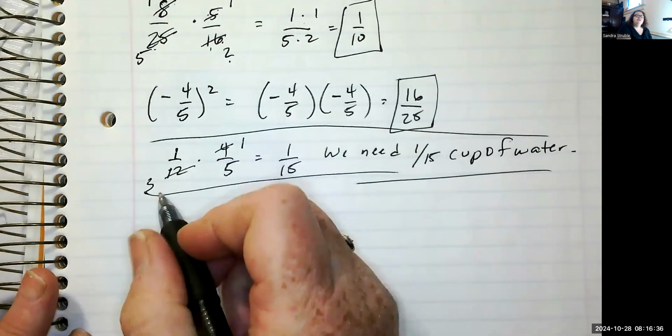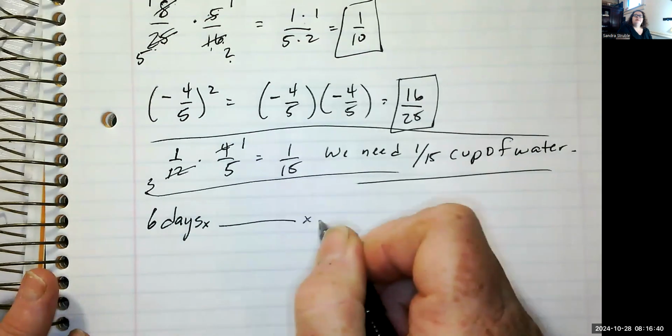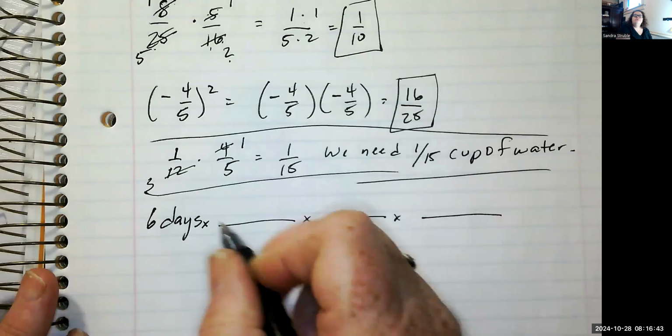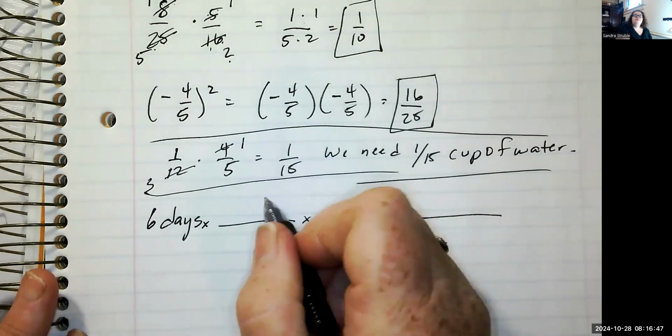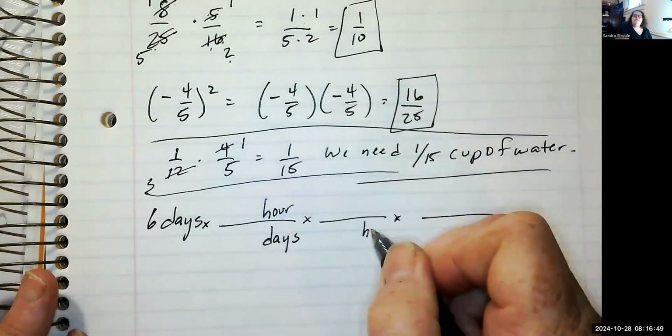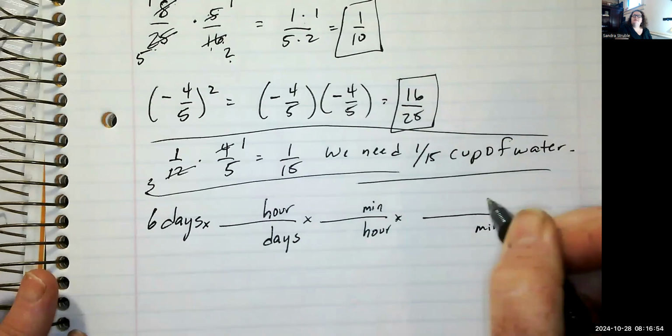And I gave you the conversions. 6 days is what we're starting with. We're going to seconds. So days in the top, days has to go in the denominator. And we're going to be going to hours. And then we're going to go from hours to minutes, and then minutes to seconds.